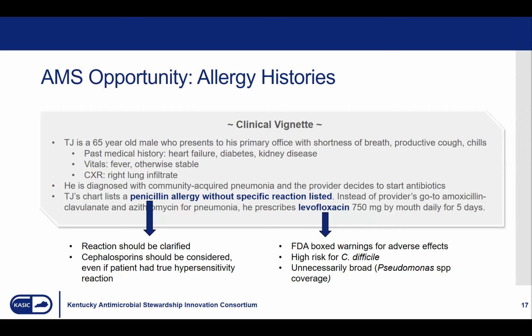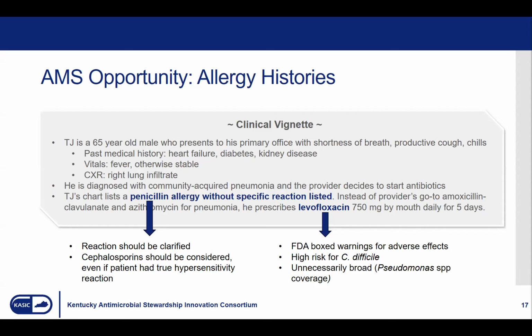So let's take a look at a fictional patient case involving allergy histories. TJ is a 65-year-old male who presents to his primary office with shortness of breath, productive cough, and chills. He has several comorbidities. He also has a fever, but is otherwise stable, and he has an infiltrate on his chest x-ray. He's diagnosed with community-acquired pneumonia, and the provider decides to start antibiotics.